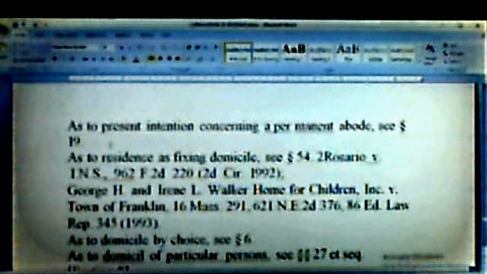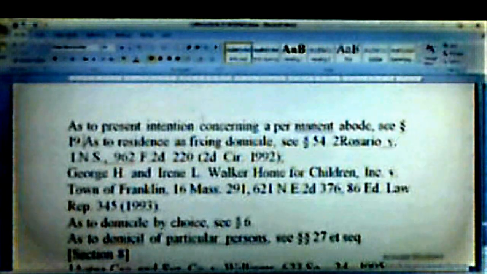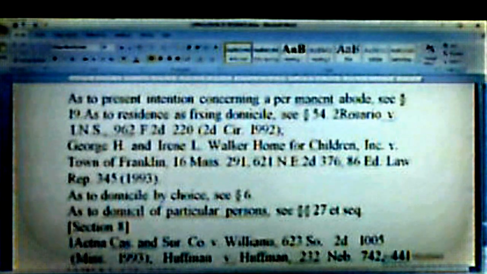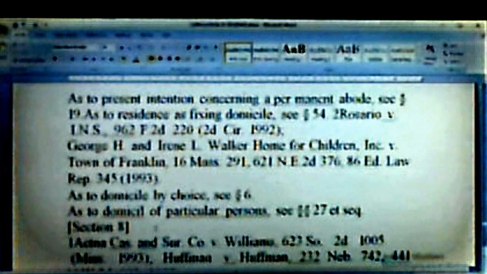So, as we go on down, we see that this just continues over and over and over with court case after court case. And it says, as to domicile by choice, see subsection 6. As to domicile of a particular person, see subsection 27. Right? But this goes on. It says domicile means a permanent place of abode, whereas residence is not necessarily permanent and may be at some place other than the place of domicile. Wright versus Gross, 229 Georgia.